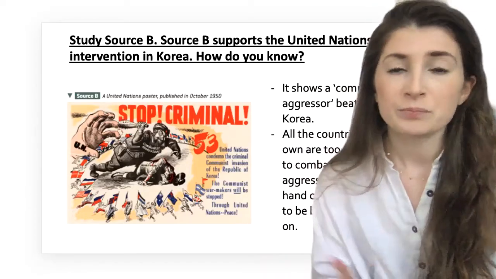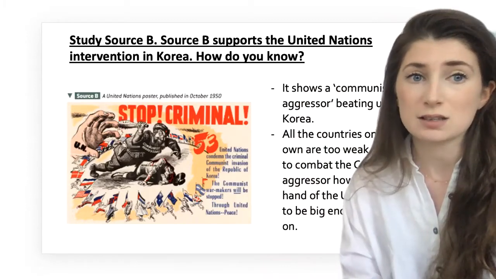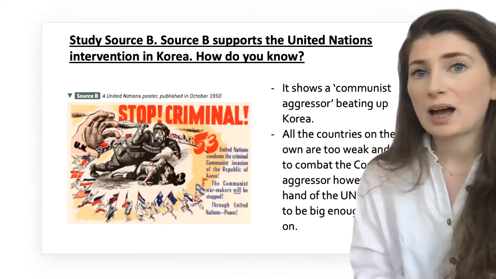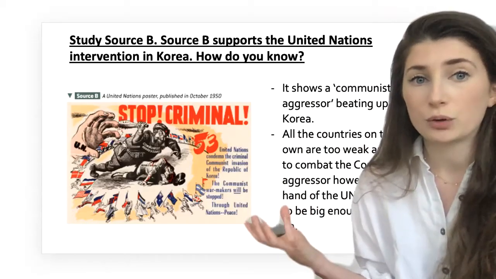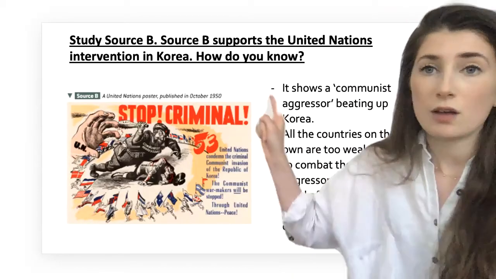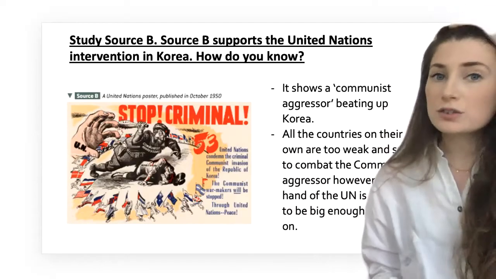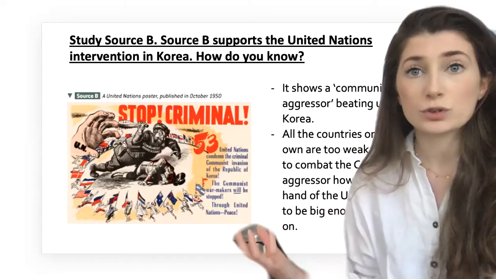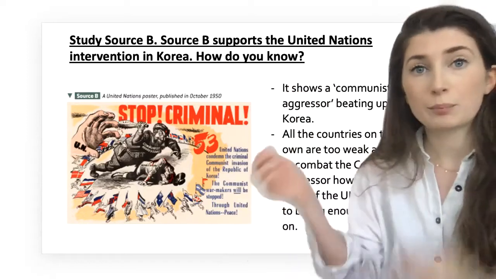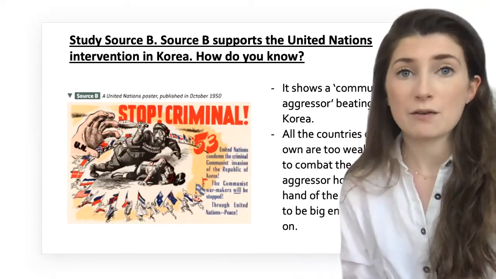So that's number 1. Now, the other thing I noticed and I thought might help explain why the UN intervention is necessary is that all these countries around the edge are relatively small. So perhaps it's showing that these countries on their own are too weak and small to combat this communist aggressor. But the hand of the UN is big enough to take it on. So if the question being asked is why does this source justify UN intervention, I've now got for myself 2 very clear points that I've picked out with my eyes and eyes alone, that I also know I have the knowledge to back up.